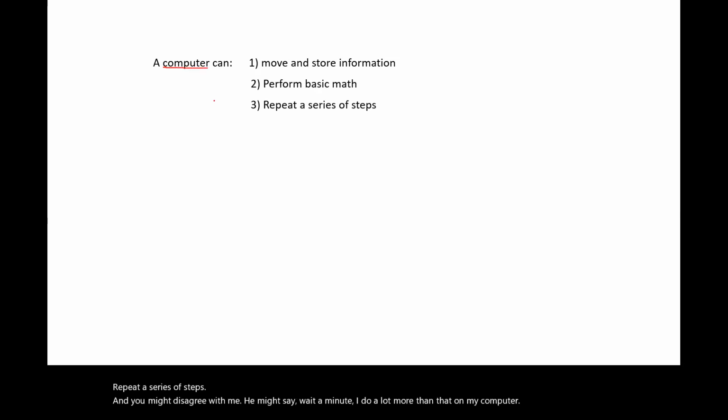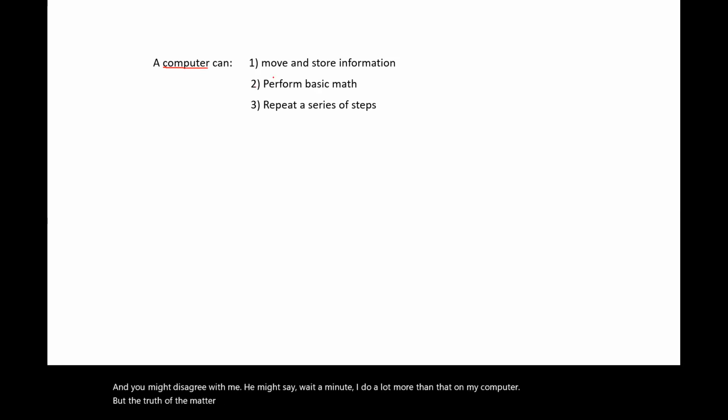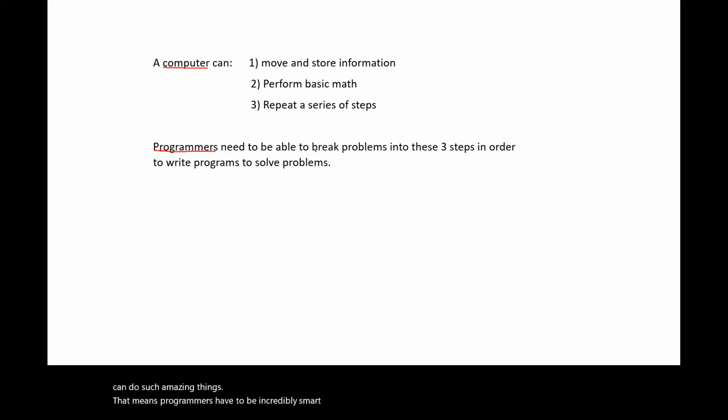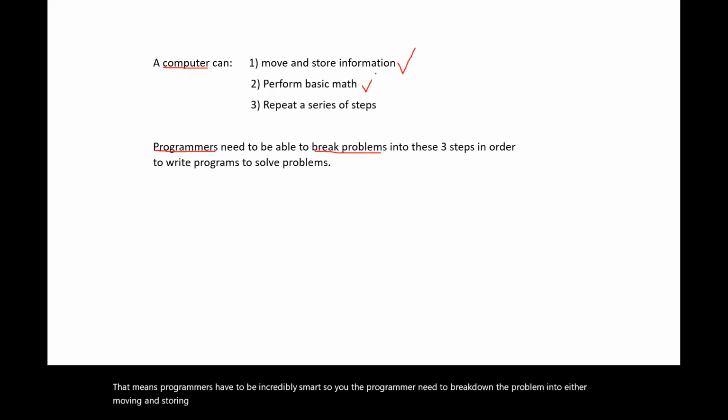But the truth of the matter is, everything the computer does can be broken down into one of these three steps. So if computers can do such amazing things, that means programmers have to be incredibly smart. So you, the programmer, need to break down a problem into either moving and storing information, performing basic math, or repeating a series of steps. After you've done that, we can then write a program to solve a problem.